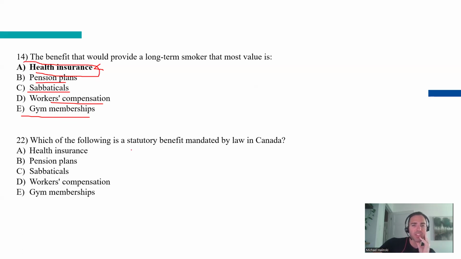Which of the following is a statutory benefit mandated by law in Canada? Okay, so statutory. First, the idea of mandatory: yeah, you have to do this.